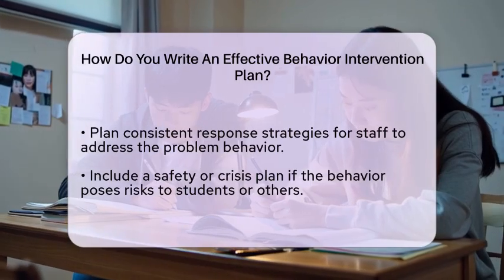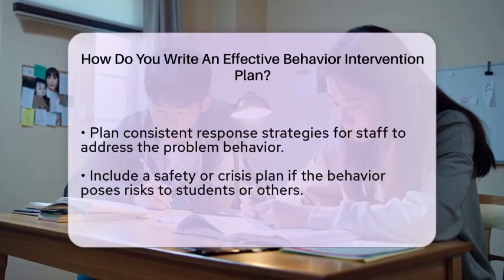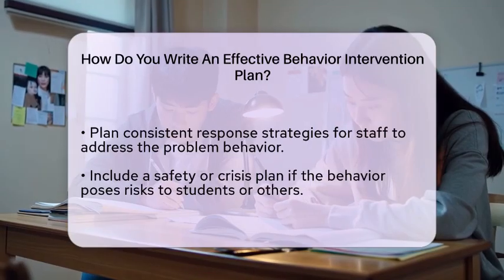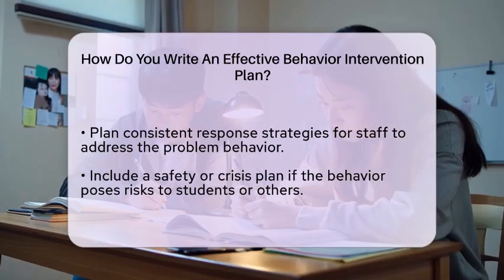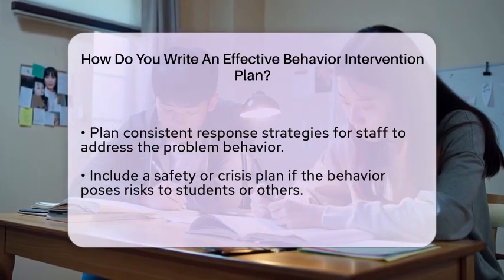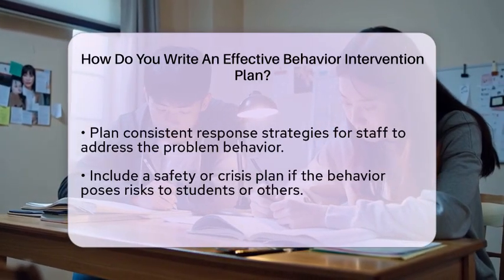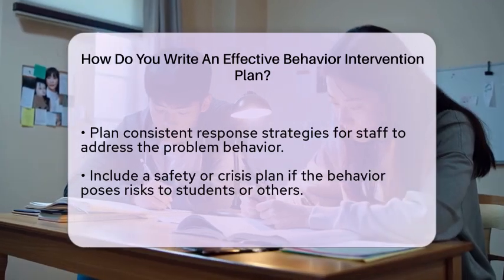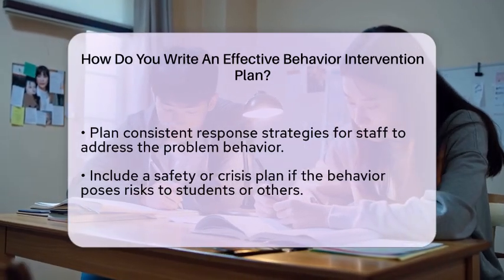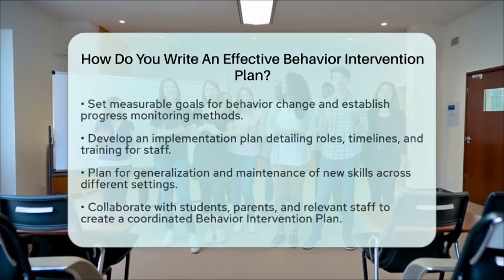Set measurable goals and progress monitoring next. Define clear and achievable goals for behavior change. Decide how you will track progress regularly using data collection methods. Monitoring allows for adjustments to the plan based on what is working.